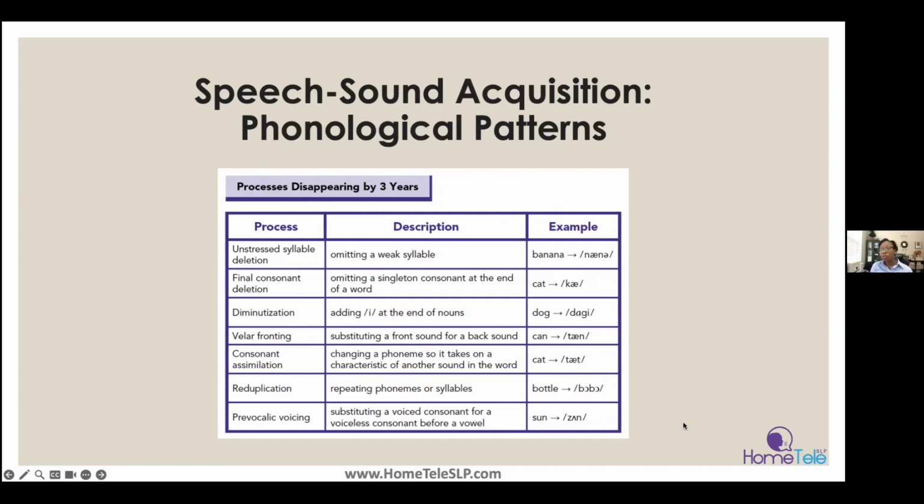So the next one that we're going to review is called reduplication. This consists of a child repeating phonemes, which are speech sounds, or syllables. So let's look at the word bottle. Instead of pronouncing the T in the middle and the L at the end, the child shortens it by reduplicating the first 2 sounds, like the consonant B and the vowel A, ba, baba. It becomes baba instead of bottle.